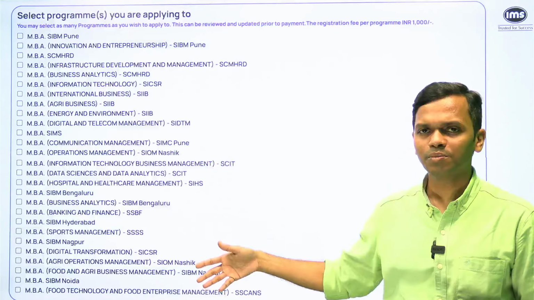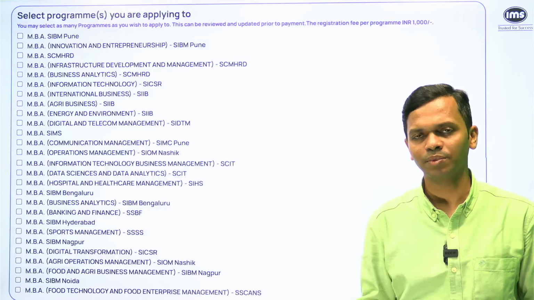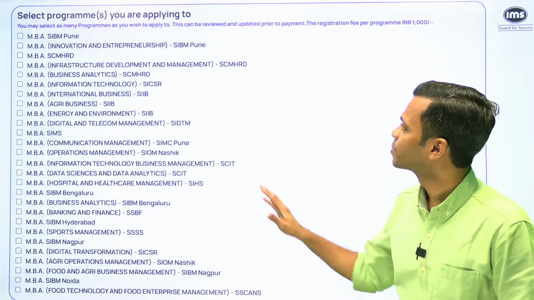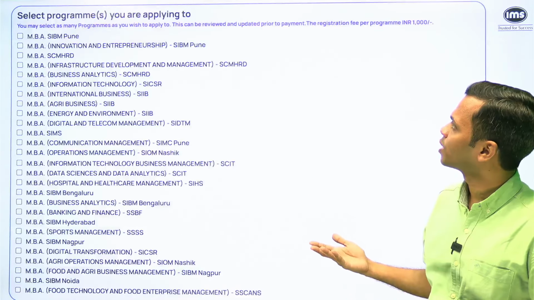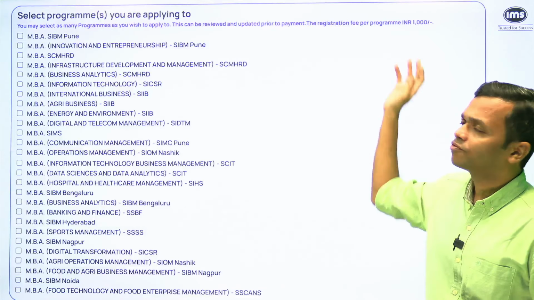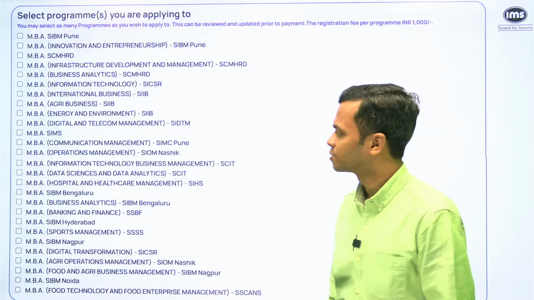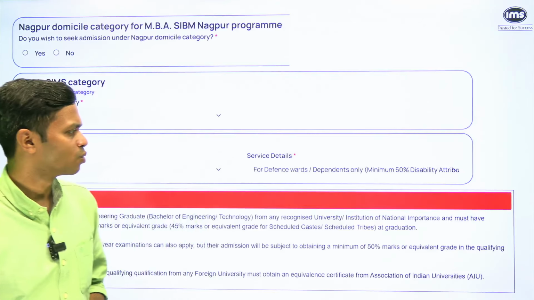But if you do multiple selections, of course, it will show you a list, and you just have to make the payment to complete your application process. So it is clearly written that you may select as many programs as you wish to apply to, and this can be reviewed and updated prior to payment. The registration fee per program is 1000 rupees. For now, let's move on, and I'll show you what the next set of questions look like.